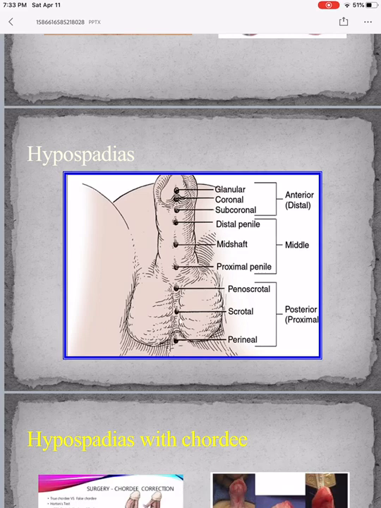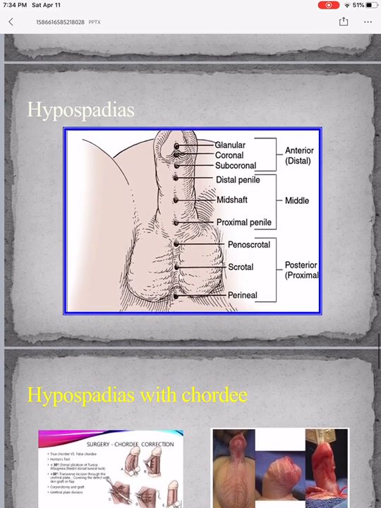The hypospadias is classified into anterior or distal, in 50% of cases, which includes glandular, coronal, and subcoronal. The middle type, which is distal penile, midshaft, and proximal penile, represents about 30% of cases, and only 20% of cases are proximal or posterior, which are penoscrotal, scrotal, and perineal.